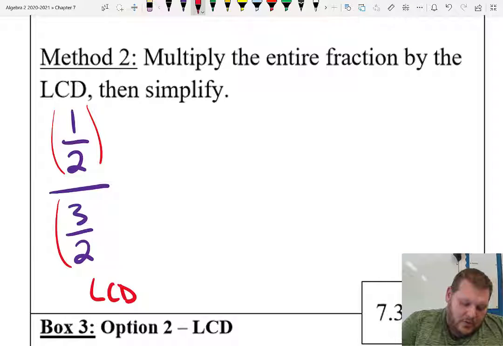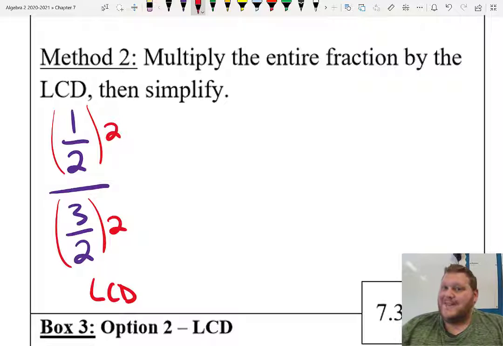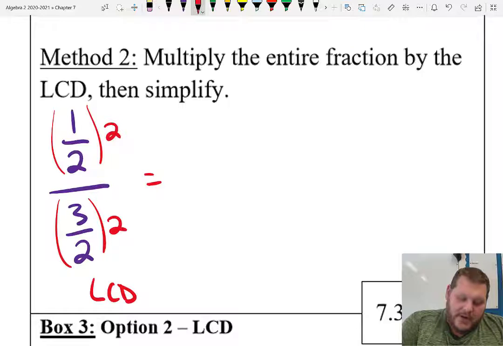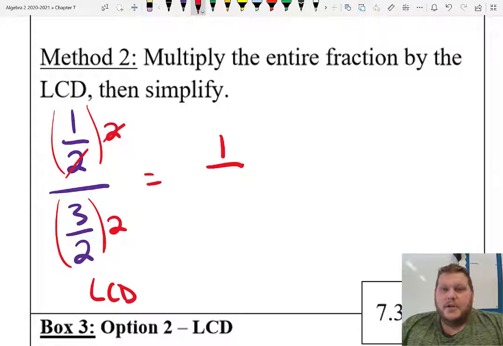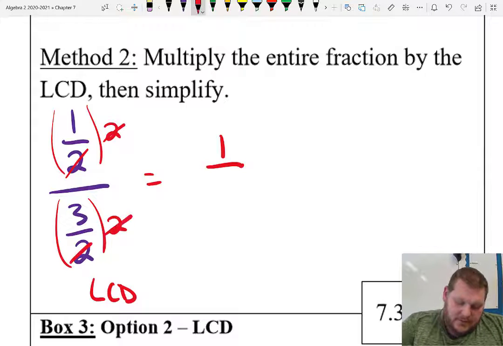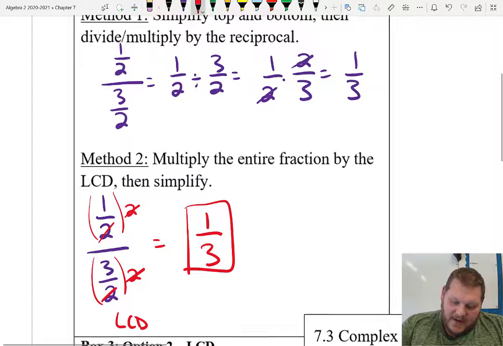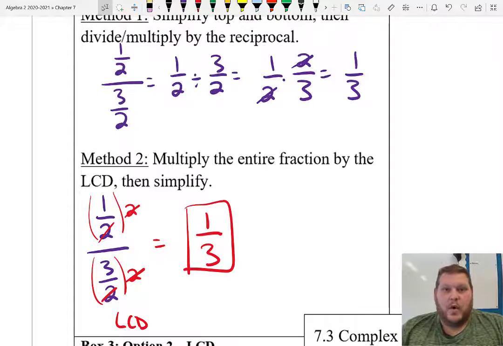It happens that in this case, my denominator is the same. So I know I'm allowed to multiply in a fraction as long as you did the same thing to the top as you did to the bottom. So I can multiply top and bottom of my complex fraction by 2. When you multiply your numerator by 2, the 2's cancel, and you're just left with 1. In your denominator, your 2's cancel, and you're just left with 3. And hey, look, we still end up with the same simplified answer as we did in method 1.